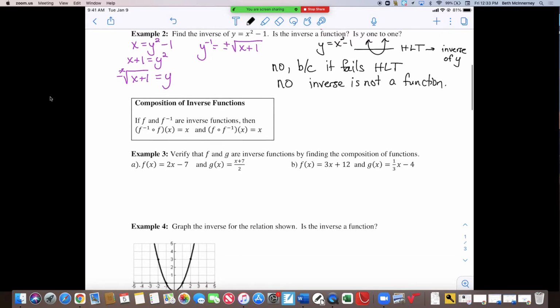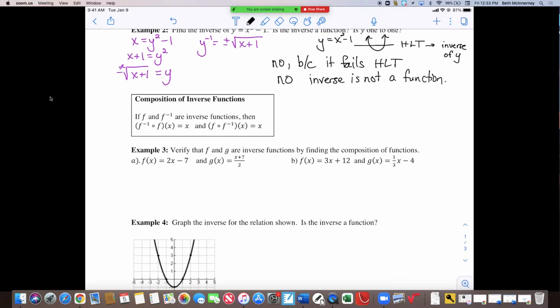So let's look at example 3. I'm going to lead you through part A, then I'm going to pause and let you try part B. It says verify that f and g are inverses by finding the composition of functions. So what this means is the following. I need to do f of g of x. Well, g of x is (x plus 7) over 2.